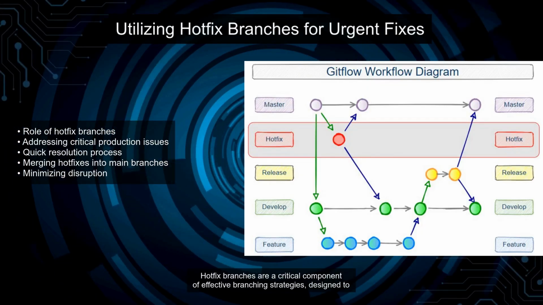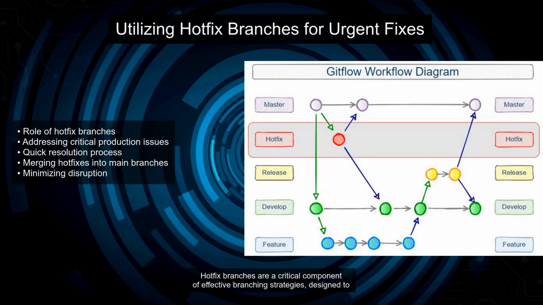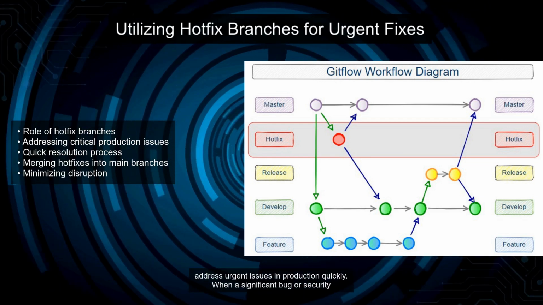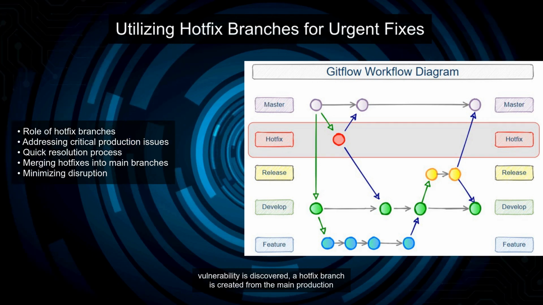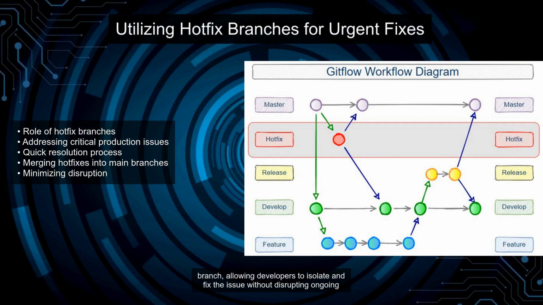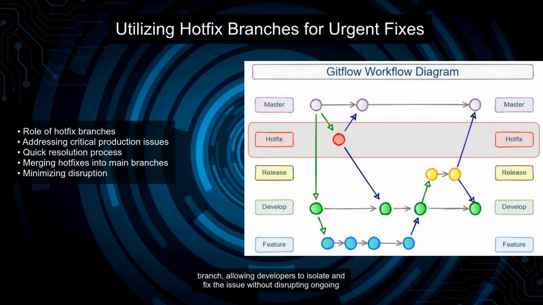Hotfix branches are a critical component of effective branching strategies, designed to address urgent issues in production quickly. When a significant bug or security vulnerability is discovered, a hotfix branch is created from the main production branch, allowing developers to isolate and fix the issue without disrupting ongoing development work.